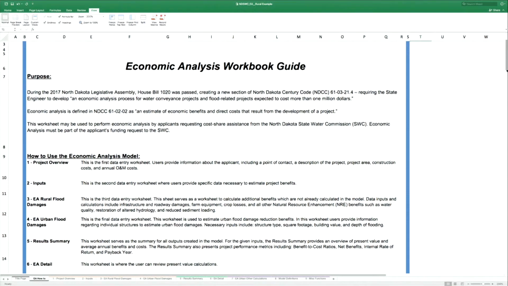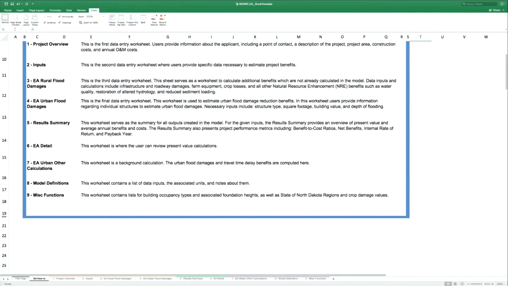On this how-to, you've got an explanation of what you'll find on each of the worksheets, where you can go to input data. You have the project overview, where you're going to fill out the applicant, point of contact, and description of the project. That's where you're going to enter your construction costs and your annual O&M. There are 3 input worksheets. Worksheet 2, inputs, is kind of your primary input space.